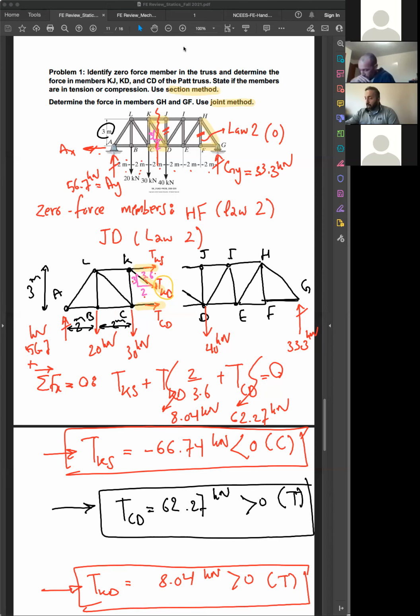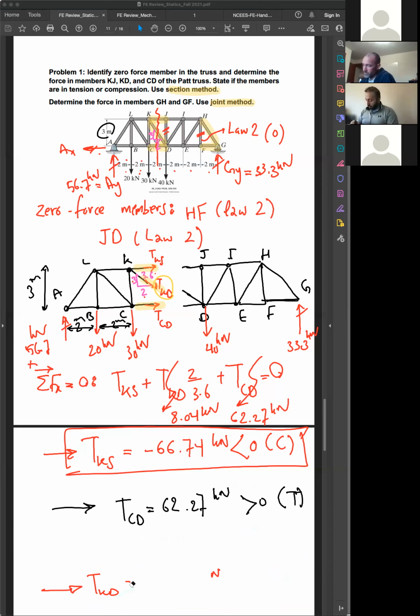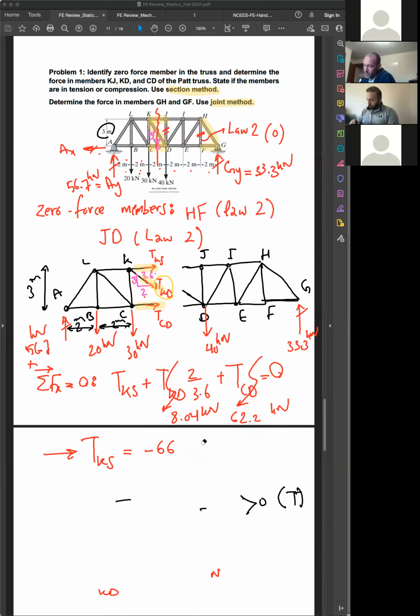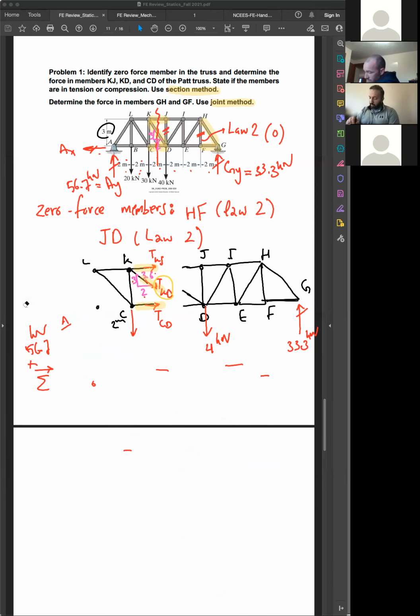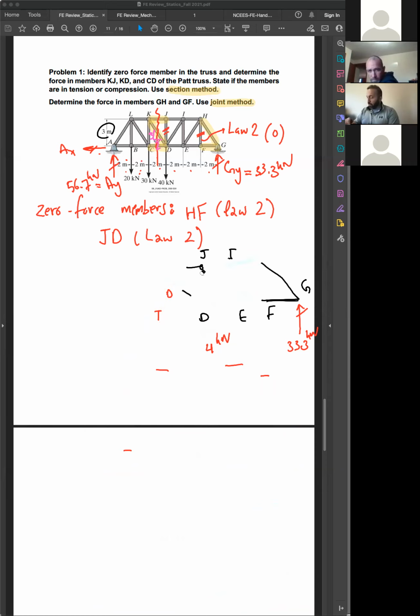So we went through the method of sections. We solved everything requested, just three members. Now the method of joints is asked for HG and FG. So let's just solve it. Basically, I don't need any of this calculation, so if you do not mind, I'm going to erase these. I should have erased probably everything, because the only thing I need at this point for the method of joints is really this reaction, 33.3.